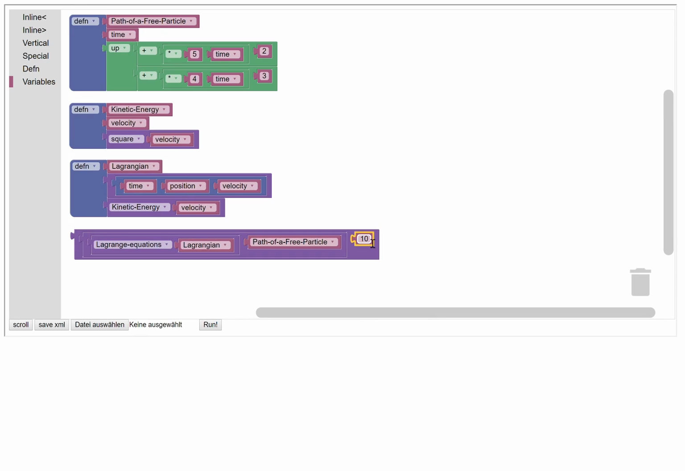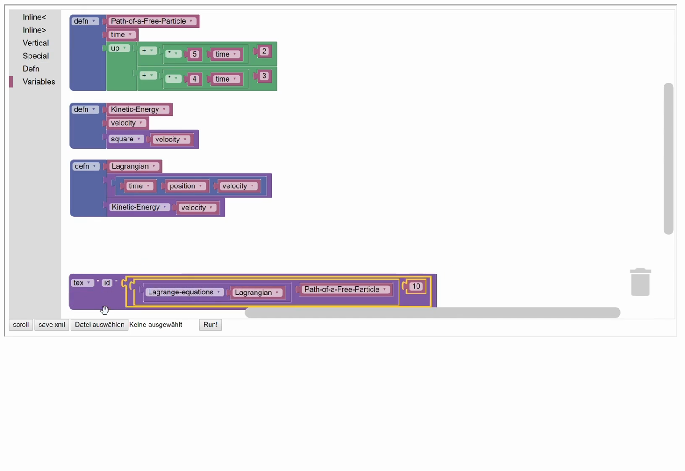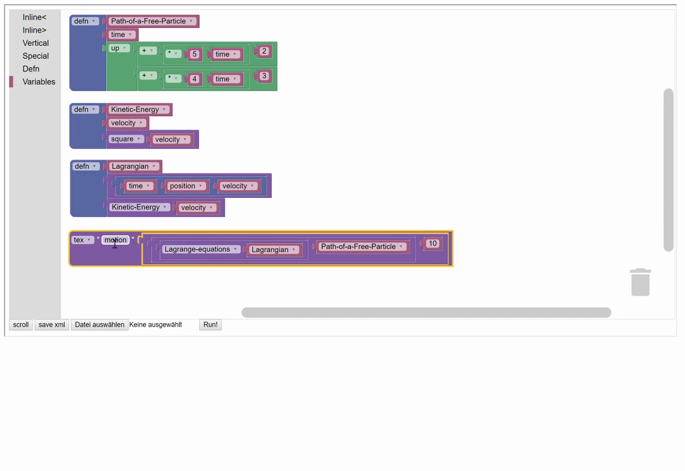But if the path we fed into the equations is a viable physical path, the result should be a very special function. It should be the zero vector. So let's print the result. We indeed see the correct result at the bottom, but the real power of the system only shows when I replace the specific path of a free particle.